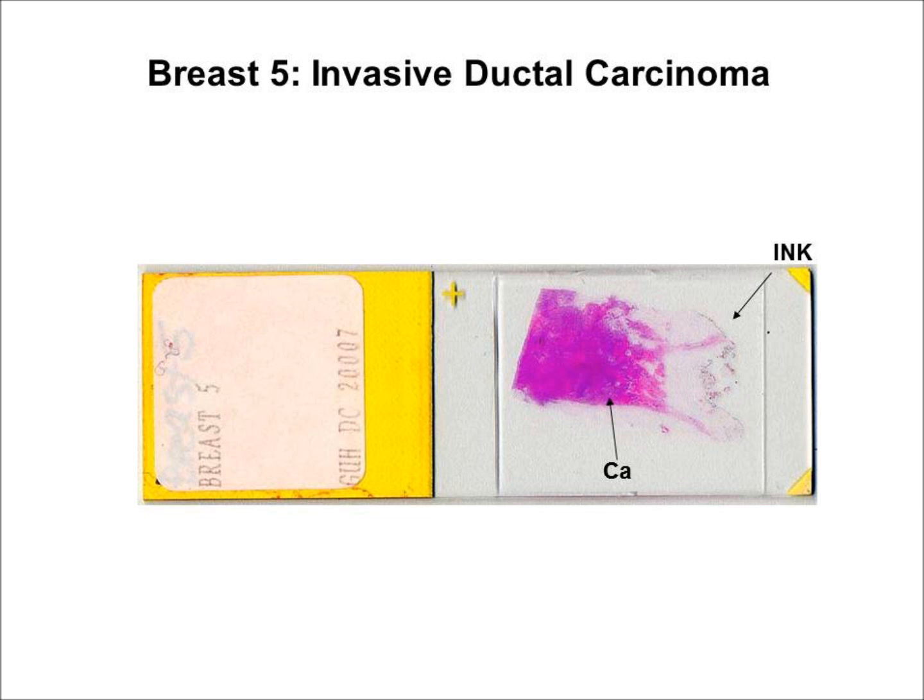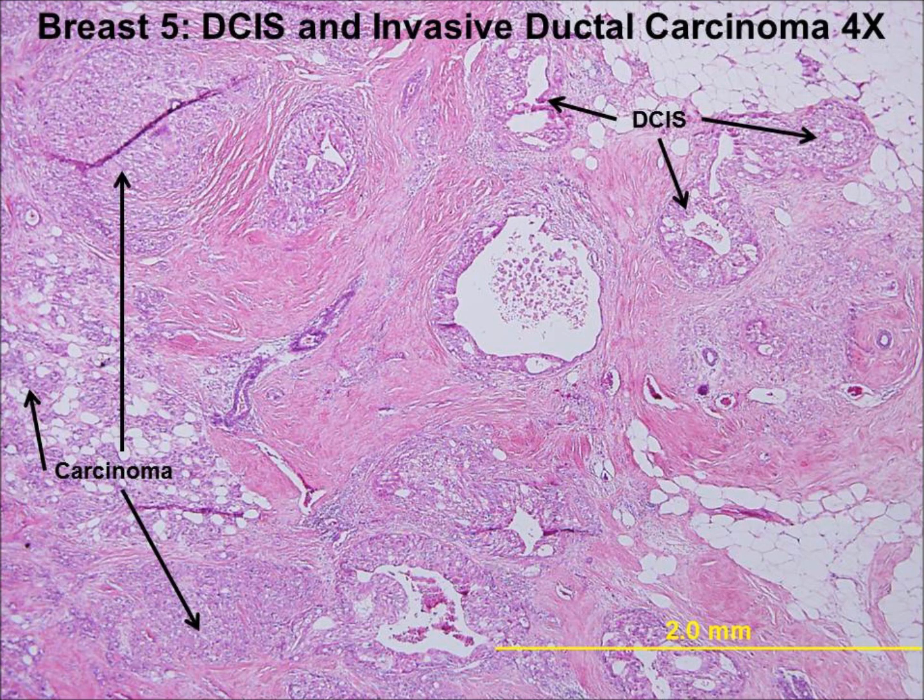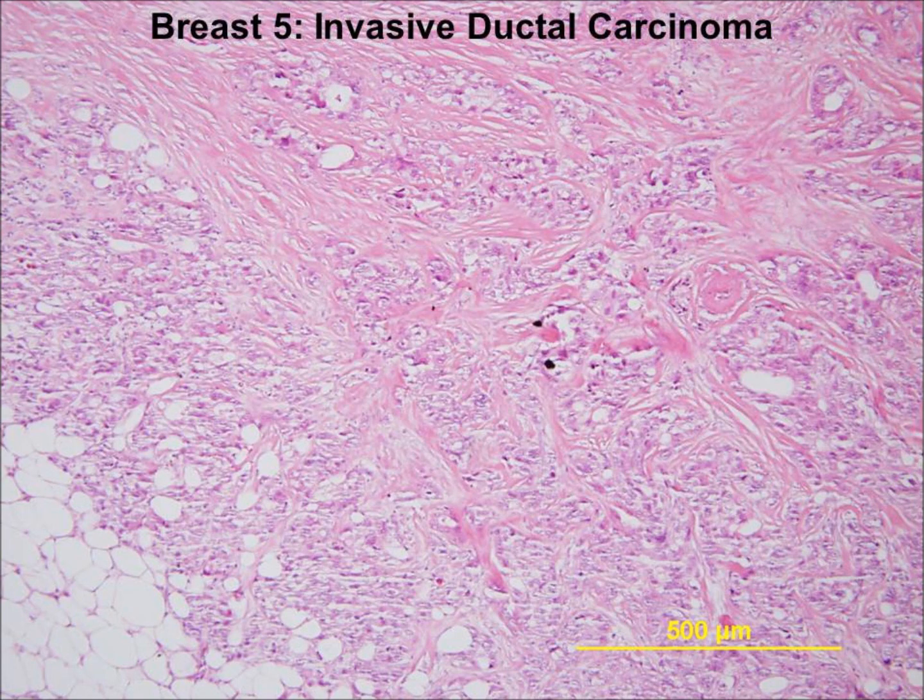Note that the tumor is located fairly distant from the inked margin, suggesting that it was adequately excised by the surgeon. Under low power, observe that the bulk of this specimen consists of invasive ductal carcinoma. The tumor cells appear in various forms, as tubules, in sheets, and as single cells. Observe also the numerous DCIS at the periphery. This figure shows a higher power view of the carcinoma cells penetrating into the adipose tissue.